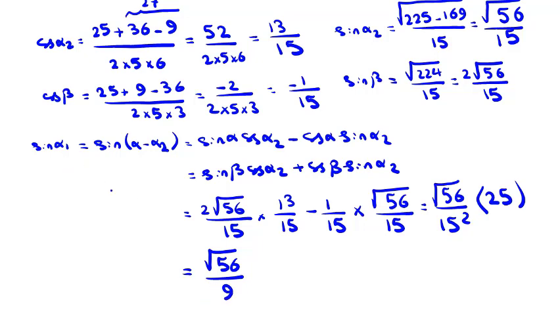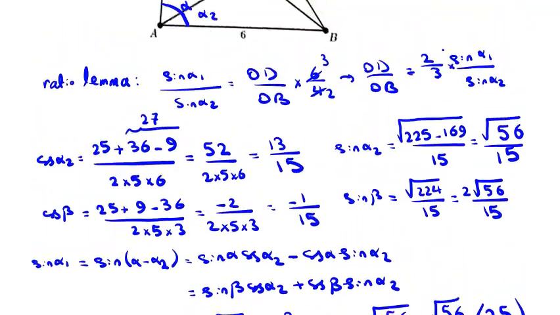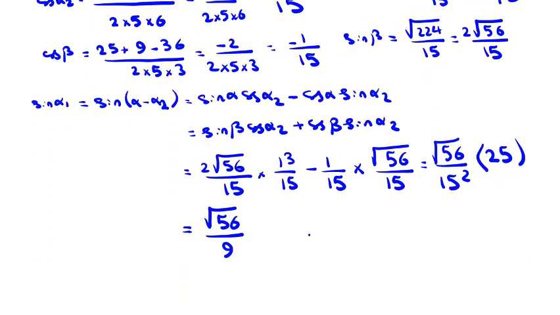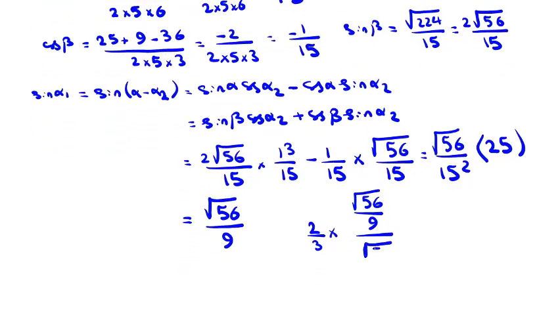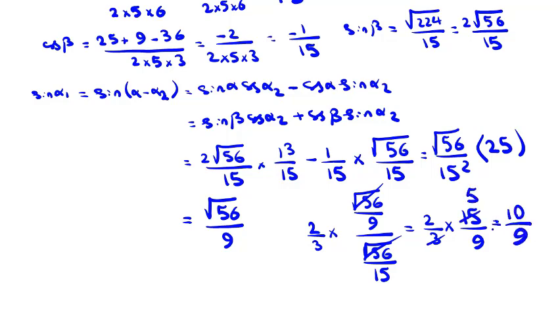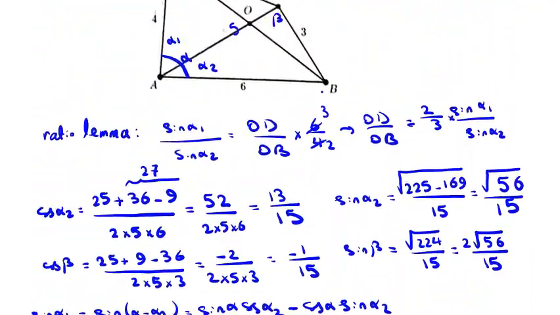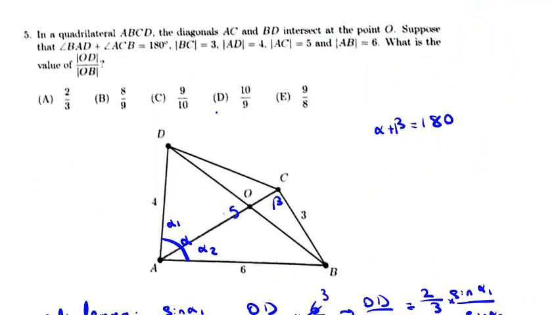So we found sine alpha 1 is this, sine alpha 2 is this. So the answer is what? 2 over 3 times sine alpha 1 over sine alpha 2. It will be root 56 over 9 for sine alpha 1. Sine alpha 2 is root 56 over 15. If we cancel these two terms, it will be 2 over 3 times 15 over 9. So here we simplify 3 and 5. It will be 10 over 9. So the answer is 10 over 9. Let's see the problem. The answer is D.